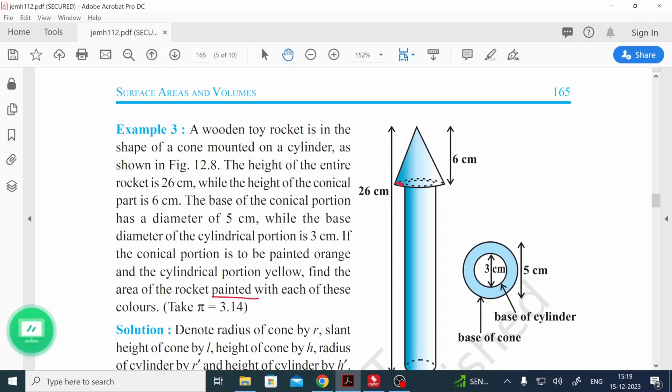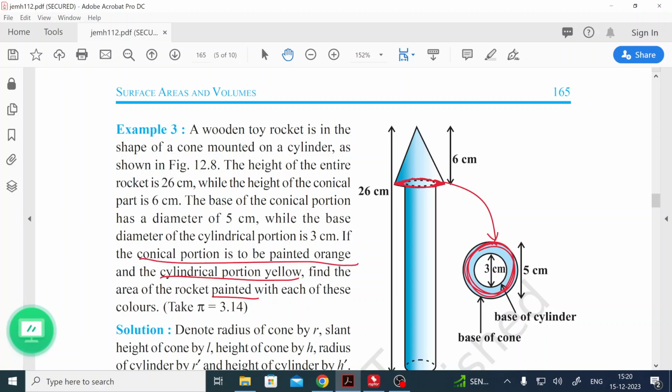See, in the cone we have to paint here. The remaining portion is only covered by the cylinder, am I right? So we have to paint this place. That is why they are shown separately here. The cone base is a little bigger, with a 5 centimeter diameter, and the cylinder base is smaller, with a 3 centimeter diameter. Then definitely we have to color this. By what color are they telling? The cylinder is yellow color, and the conical portion is orange color.